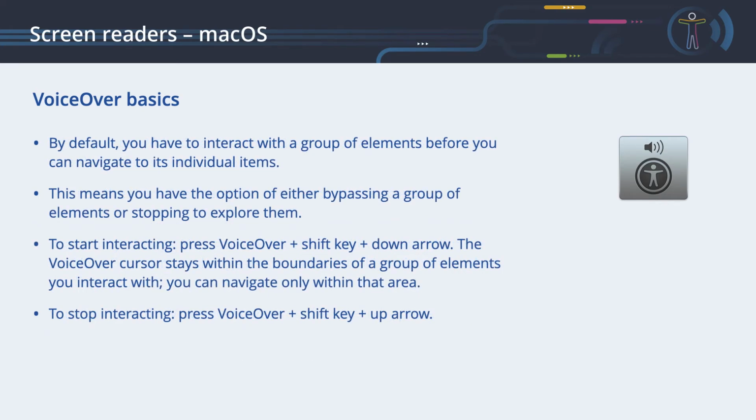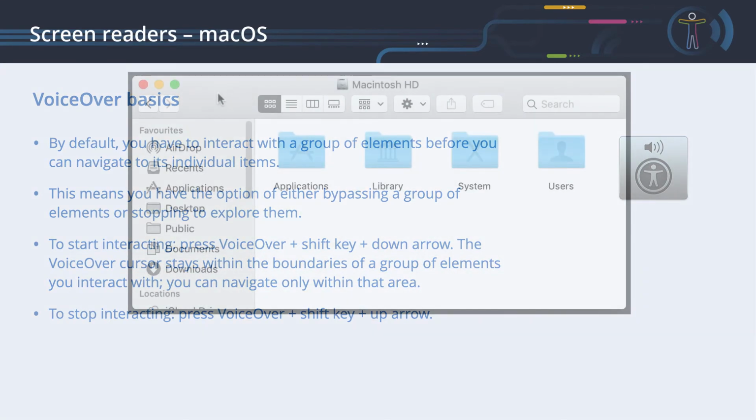By default, you have to interact with a group of elements before you can navigate to its individual items. This means you have the option of either bypassing a group of elements or stopping to explore them. For example, in a Finder window, you can navigate past the sidebar to go to the View browser or stop and interact with the sidebar to open folders and files. To start interacting, press VoiceOver and Shift key and down arrow. The VoiceOver cursor stays within the boundaries of a group of elements you interact with. You can navigate only within that area. To stop interacting, press VoiceOver and Shift key and up arrow.